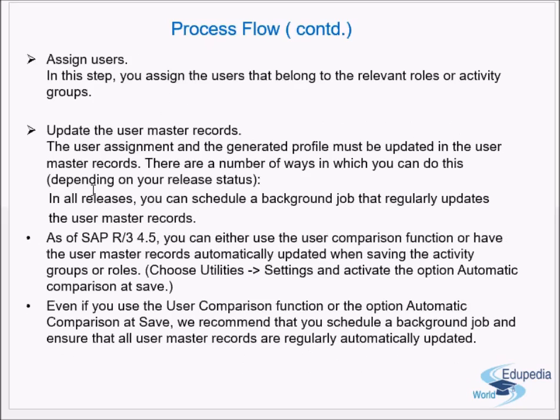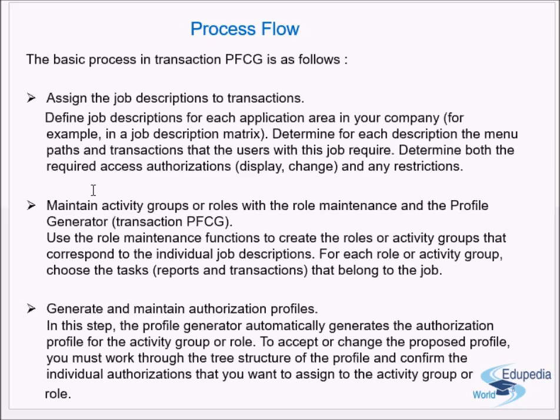Now assign users. In this step you assign the users that belong to the relevant roles or activity groups. So the last thing we do is assign the corresponding users to this role. The important thing in PFCG is, first, you document what you want: the role, the authorizations, the user menus, and which users it has to be given to. The next thing, you work through the user menu list, you work through the authorizations, and generate a profile. Profile generation is done automatically.